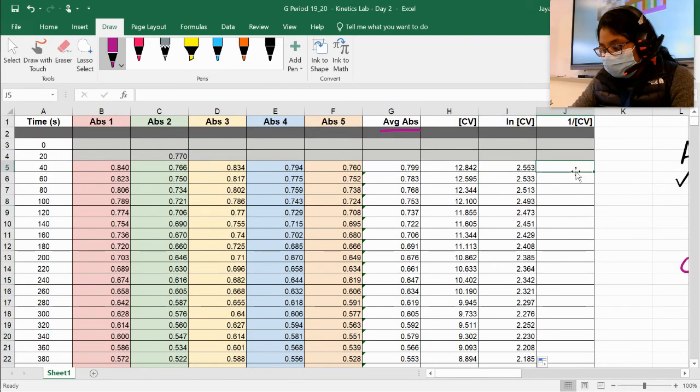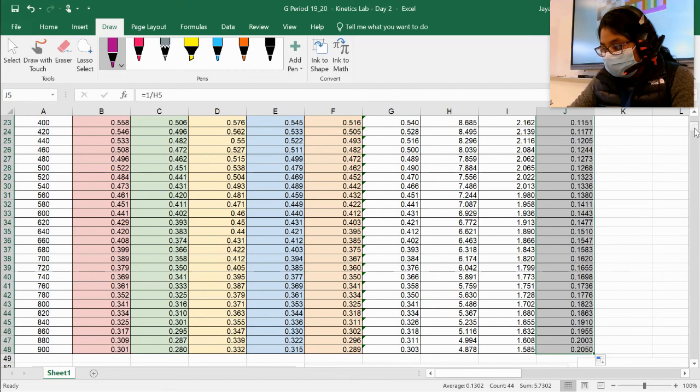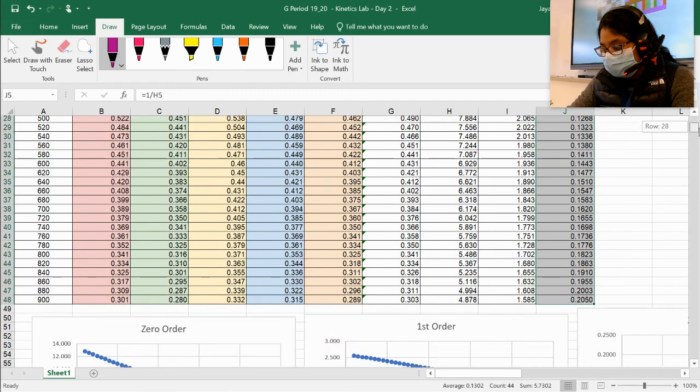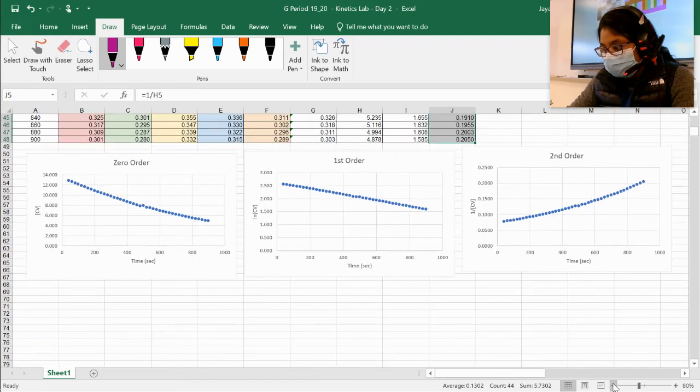And let's do this one too. Equal 1 division sign. Whoops, wrong cell. Press the concentration of CV, so 1 over the concentration of CV. And then drag down. There we go. So now you have all 3 sets of data. Super easy to analyze with Excel or Google Sheets, okay?